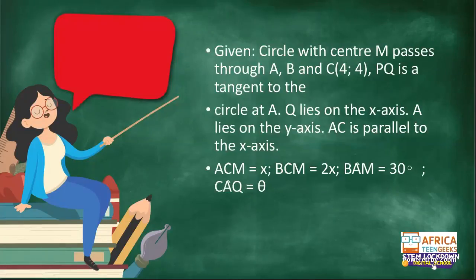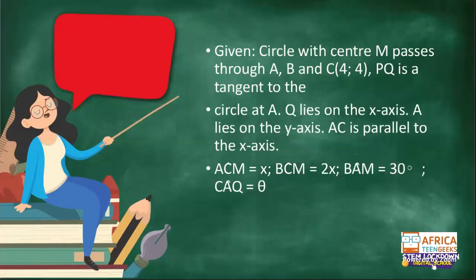Okay, so you already have the circle with center M passing through A, B, and C, which have coordinates (4, 4). Now we have seen that PQ here is a tangent to the circle at A. Q lies on the x-axis and A lies on the y-axis. Now AC is parallel to the x-axis. You can also write the question.